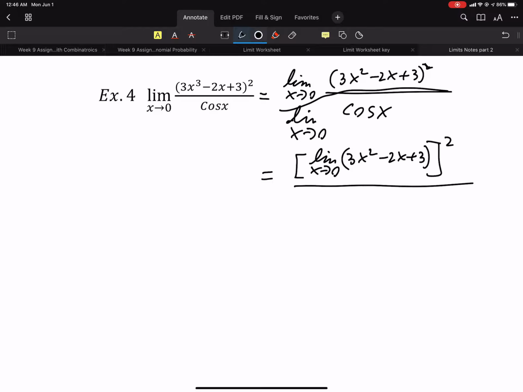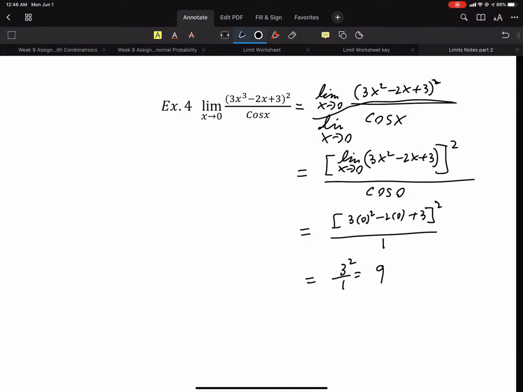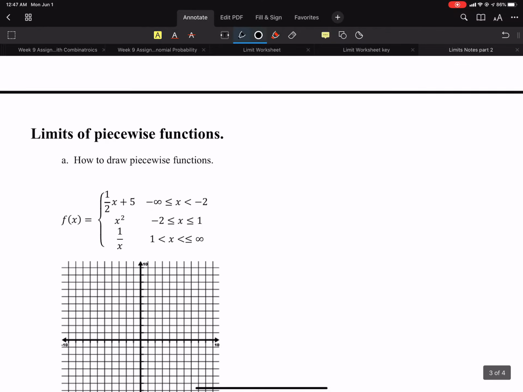So on top, I have a polynomial here. So I'll let you use the polynomial rule. Oh, the bottom I didn't plug it in. So we are going to get 3 times 0 squared minus 2 times 0 plus 3, squared. And the cosine of 0 is 1. The top is going to be 3 squared over 1. The answer is going to be 9. So that is an example using all the properties. Wow, sorry this video is getting really long.